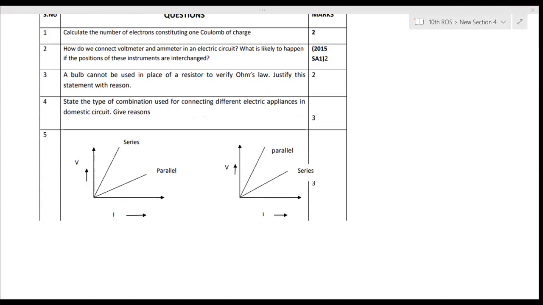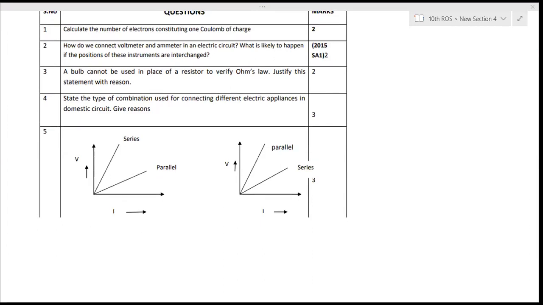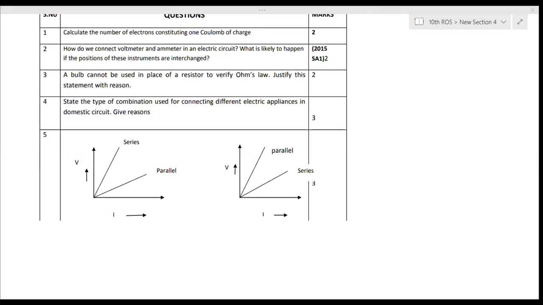Ma'am, so bulb is a non-ohmic conductor. When temperature increases it will keep on changing, so therefore we cannot verify. Okay. When it is at a constant temperature then it will verify, but when it is not at a constant temperature it cannot.